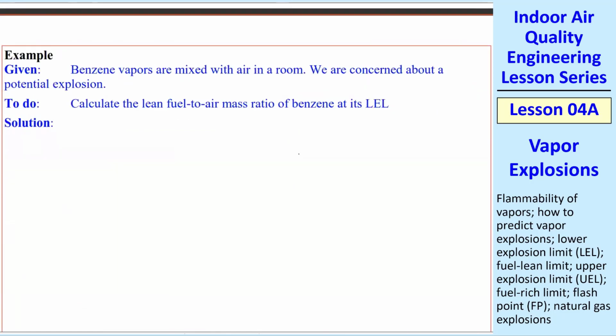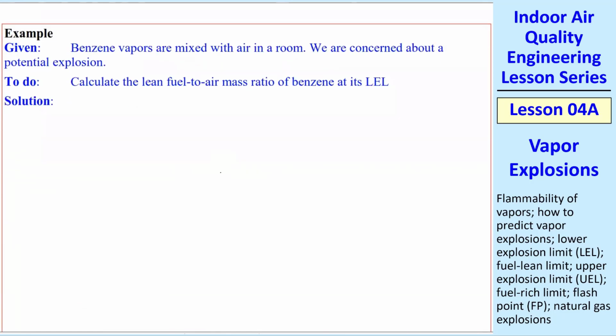Okay, one quick example problem. Benzene vapors are mixed with air in a room. We're concerned about an explosion. So let's calculate the lean fuel to air mass ratio. So we want a mass ratio at its LEL. First of all, you look up on that NIOSH pocket guide, and I already showed you for benzene, and we'll just use the 1.2% at whatever temperature that was. This is LEL, and that's by volume. We want mass, the mass ratio. We also can look up M is 78.1 kilogram per kilomole.